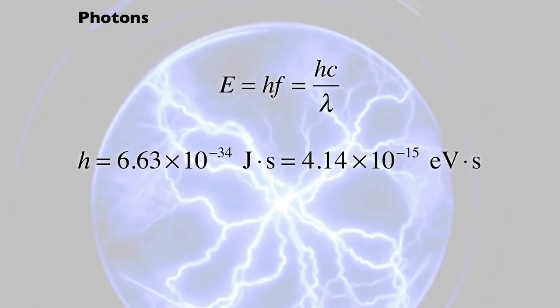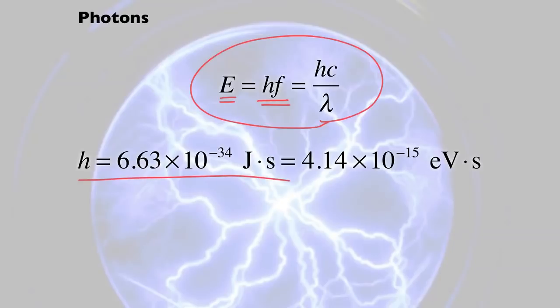And so this relationship right here is going to be a really important one for us. The energy of individual photons is just equal to this thing called Planck's constant times the frequency, or Planck's constant times the speed of light divided by the wavelength. And Planck's constant is this number right here. It's in joule-seconds, or in eV times seconds, because the electron volt, remember, is a unit of energy, and that's going to be a very important unit of energy for us.